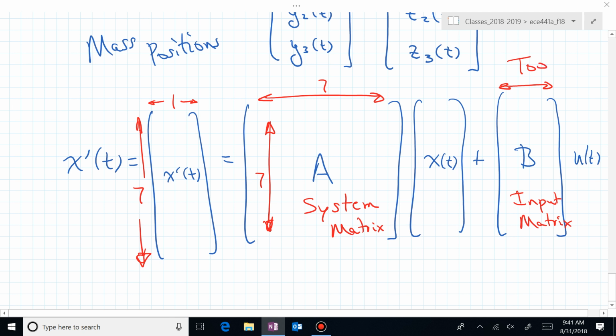It's 2 wide. Oh, I'm sorry. It's 2 columns wide, isn't it? How tall is it? 7.